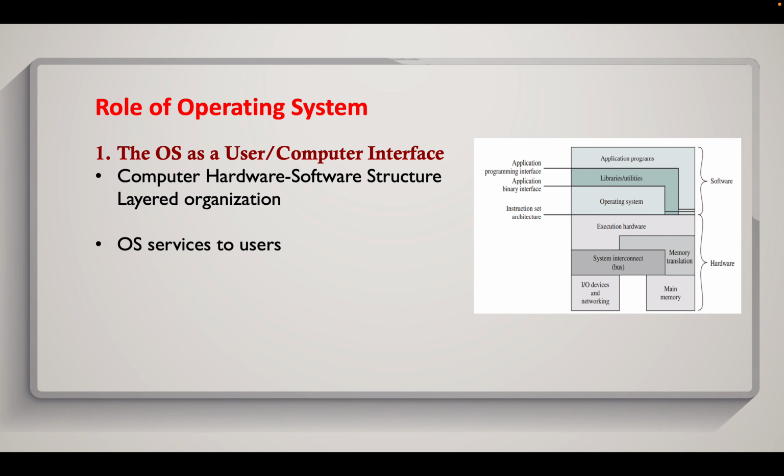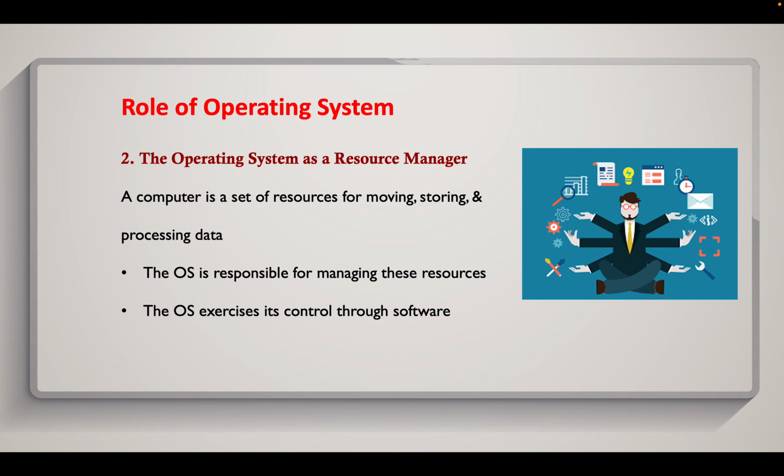The first role: the operating system is a user or computer interface. Computer hardware and software structure, layered organization, OS services to the users. So here you see the diagram. This is an operating system acting as an interface between the application program and hardware.